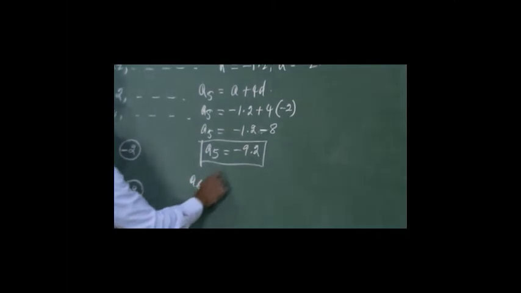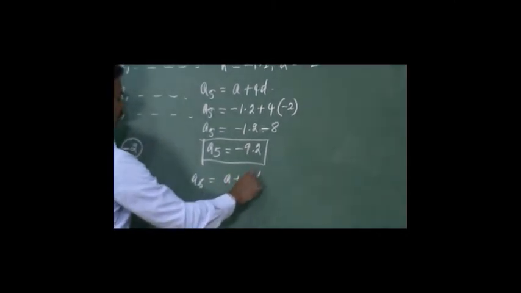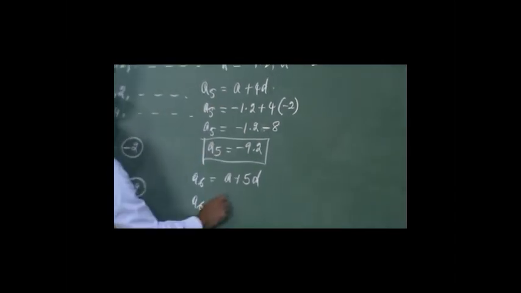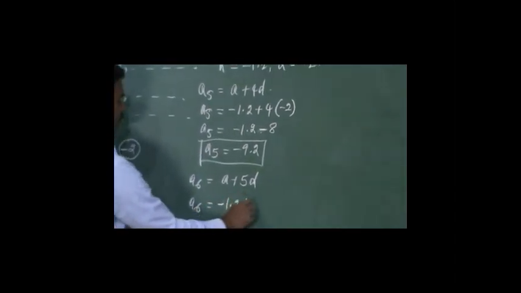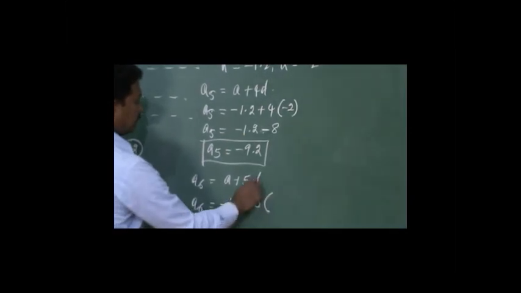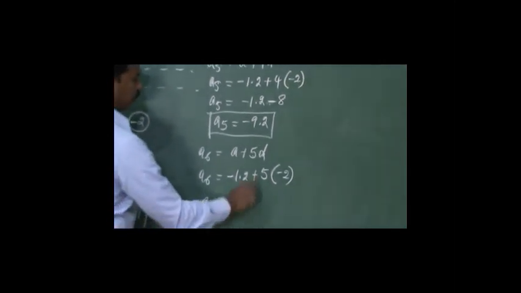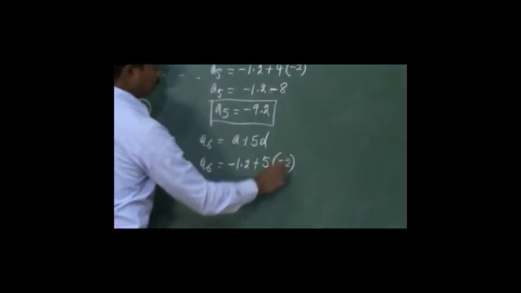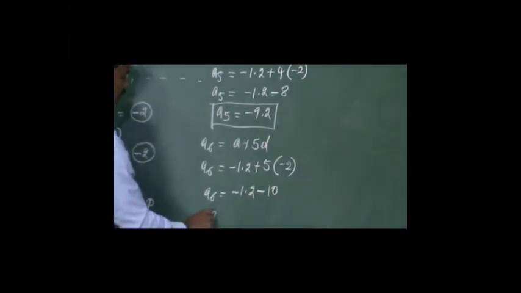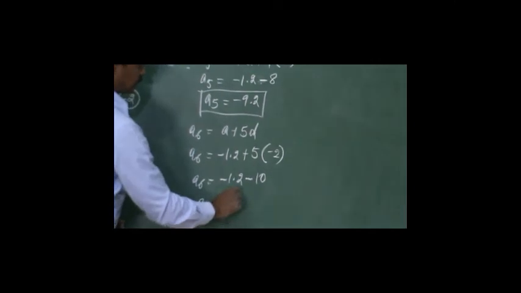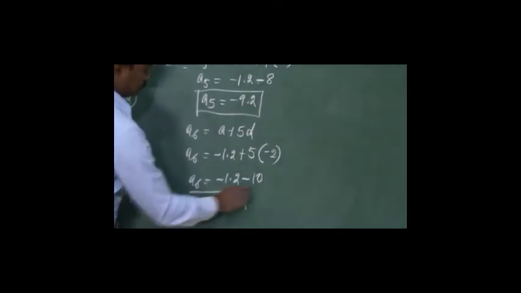So A6 can be written as A plus 5D. A6 can be written as again A is minus 1.2 plus 5 and D is minus 2. So A6 is equal to minus 1.2 plus into minus is minus, 5 2s are 10. So A6 is equal to minus 1.2 minus 10 is minus 11.2. So A6 is minus 11.2.